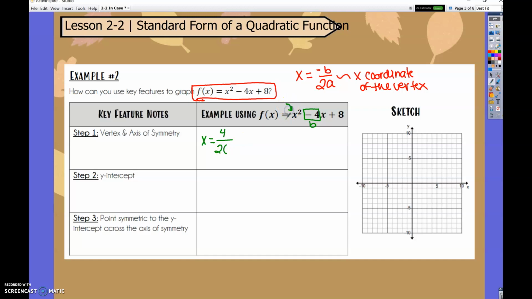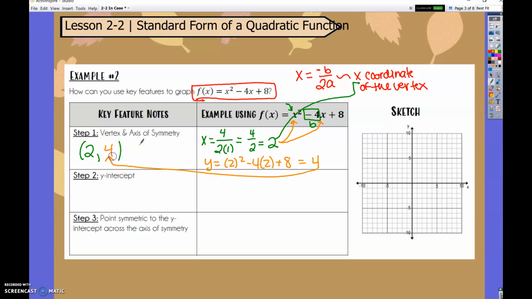Our a value is right here. We don't see it, but it's our 1. And if I would simplify this, 4 over 2 makes 2. This is our x coordinate of the vertex. So over here I'm going to write 2, comma, and be waiting for that y value. To find the y value, you need to take that x of 2 and plug it in to your original equation. So I would have y equals 2 squared minus 4 times 2 plus 8, which comes out to 4. And that will be my y value of the vertex. So I could go ahead and plot that on my graph over here at x is 2, y is 4.